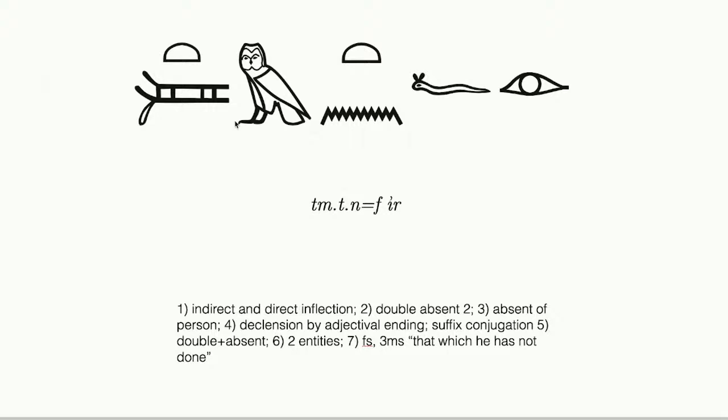Okay. And it has a negation. The word tim means to negate something, not. So this whole word means that which he has not done. And the verb do or done is coming from ir, the part right here, IR.